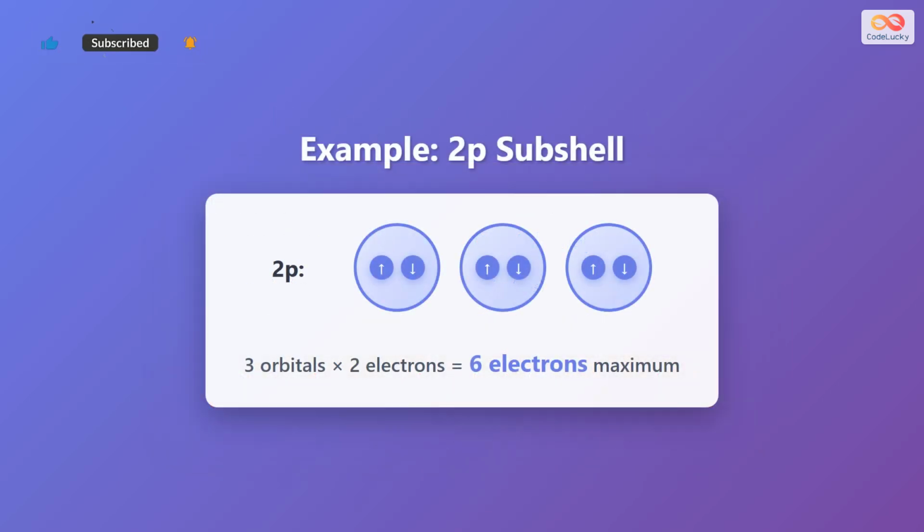Let's look at a concrete example. The 2p subshell contains 3 separate orbitals. Each of these 3 orbitals can hold 2 electrons with opposite spins. So the first orbital holds 2 electrons, the second orbital holds 2 electrons, and the third orbital holds 2 electrons. 3 orbitals times 2 electrons per orbital equals 6 electrons maximum in the entire 2p subshell.